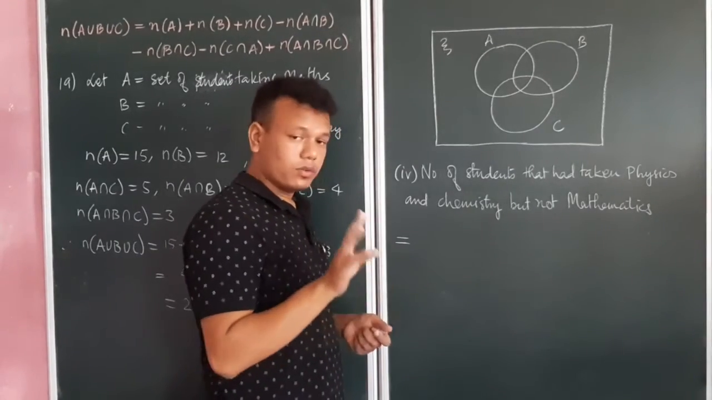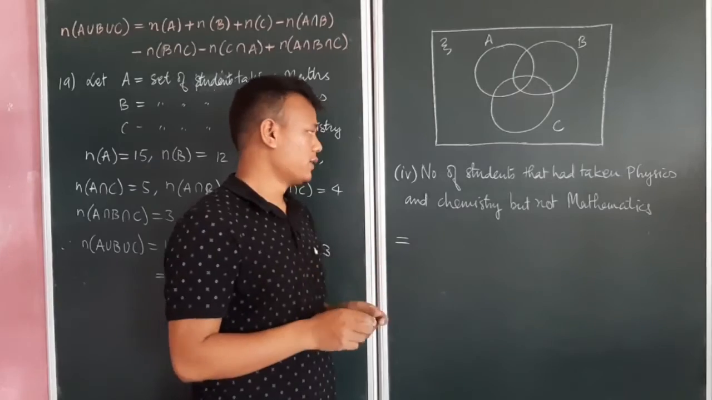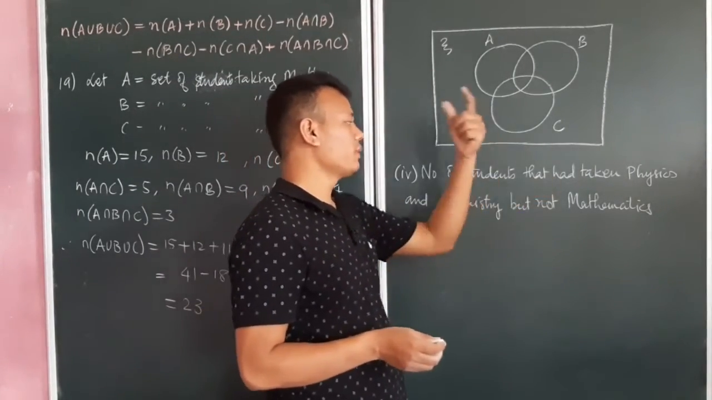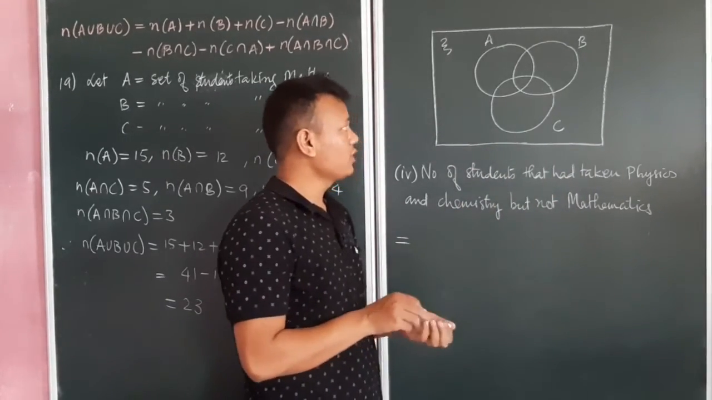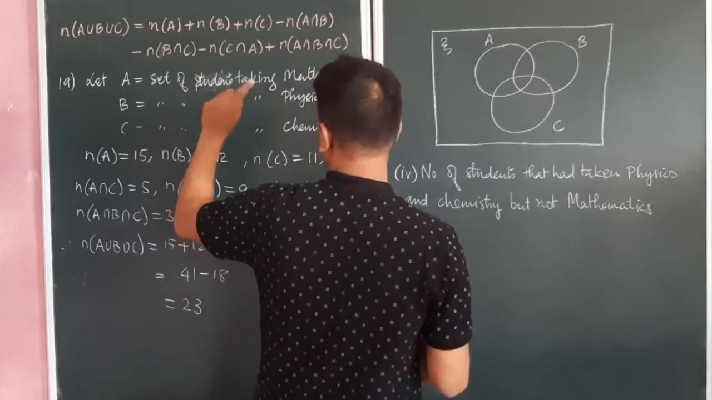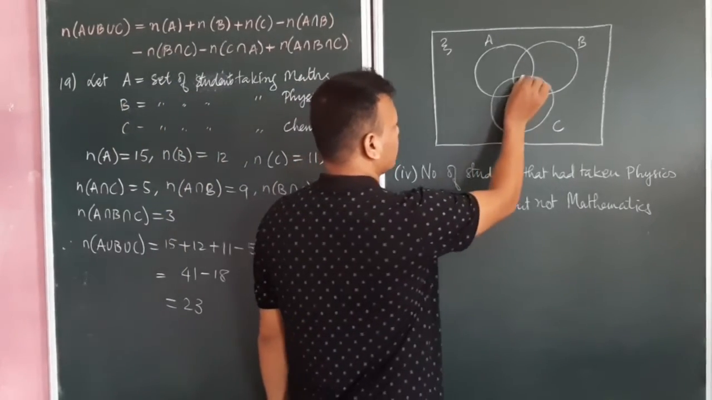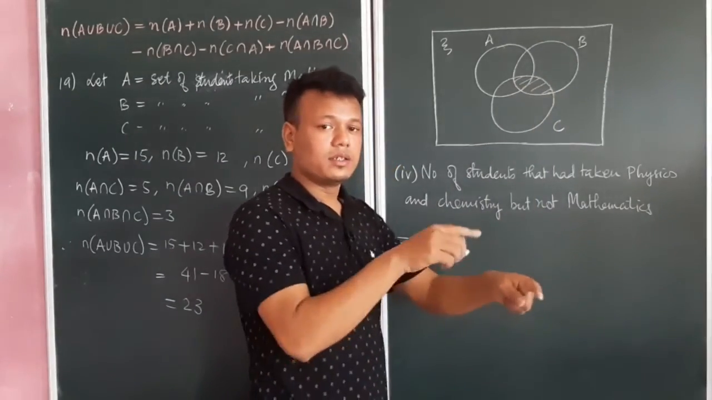Number 3 you will try by yourself. It's entirely based on number 1 and 2, similar to that. Let me go to question number 4. Question 4 says you have to find the number of people who had taken physics and chemistry but not mathematics. Physics and chemistry means we have to go with B and C, isn't it? B and C means B intersection C.